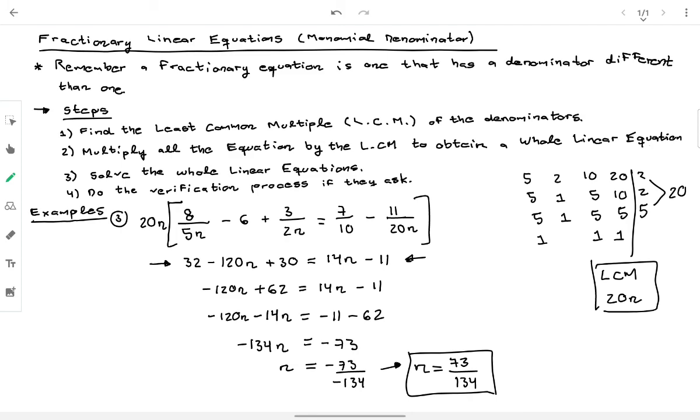So that will be it for today's topic, fractionary linear equations with monomial denominators. So it's not very difficult, only finding the least common multiple, multiplying all the equation by the least common multiple, and then solving the whole linear equation that we have created.